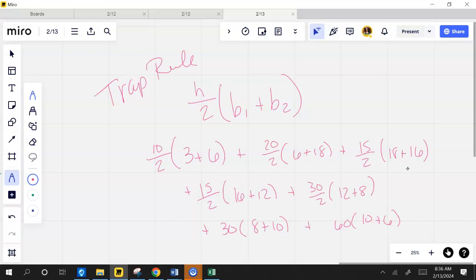Y'all seem to have taken pretty well to this. Yeah. This section. No? You lost on this one? On this section? Not this week. Thursday's your, oh, you weren't here yesterday. Thursday's your quiz on your derivatives and integrals.